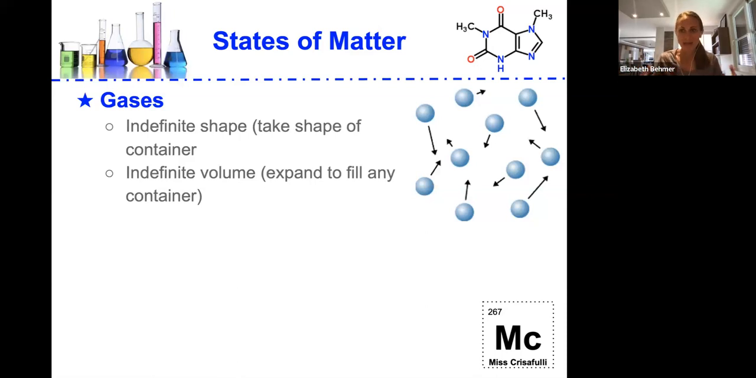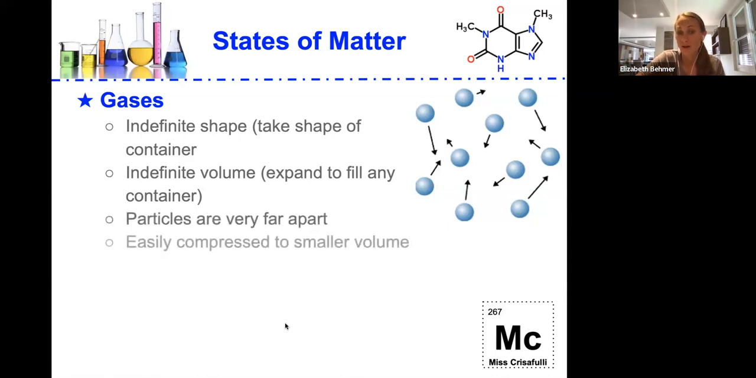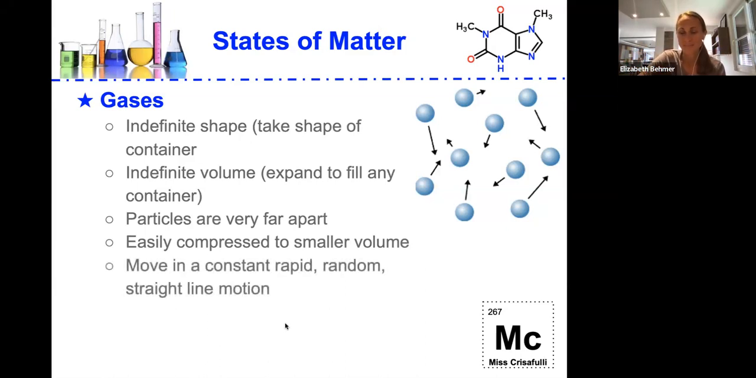They take the shape of any container they're in, for example, perfume in a bedroom, or they also have an indefinite volume because they can expand to fill any container almost indefinitely as long as you have gas particles present. Particles are very far apart. They're easily compressed to a smaller volume. So that means that you can take another gas like oxygen or nitrogen, you can take those gas particles and compress them into a smaller volume and into a smaller container.